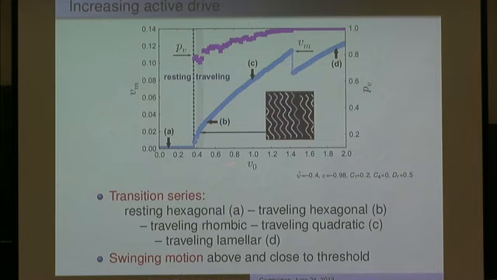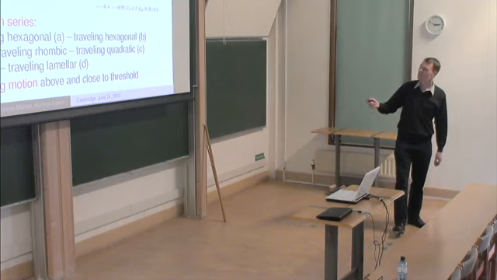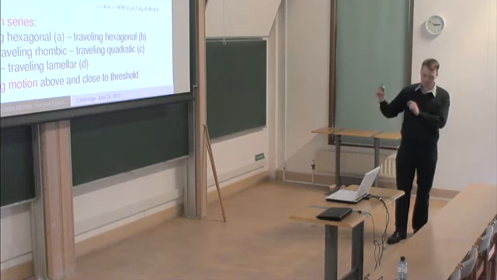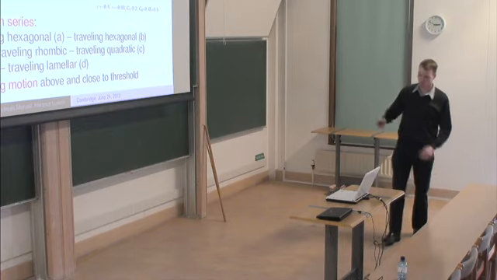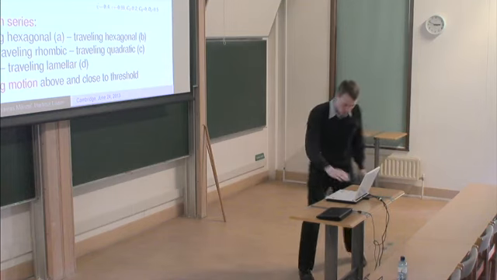Just above this threshold, we get something a little bit more exotic that we call the swinging motion. So this is this inset here. These are trajectories. So each color is one peak. There is a row of peaks initially, and then they migrate over time. They make this wavy swinging motion.